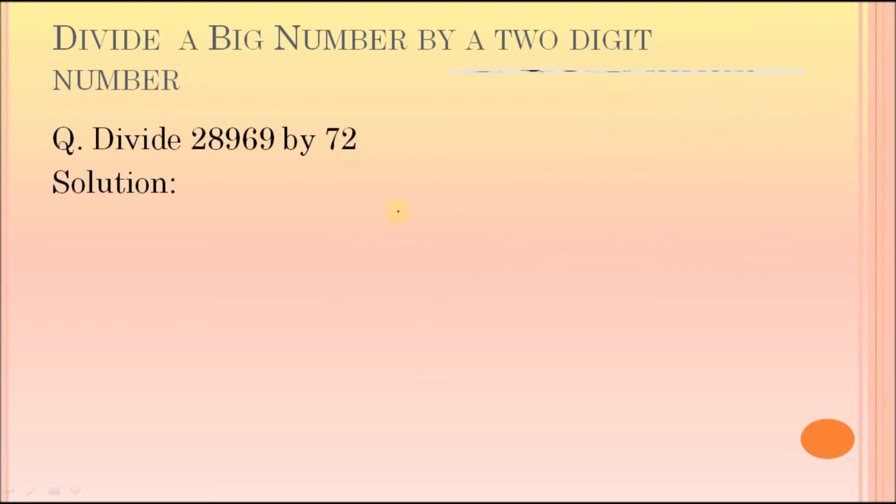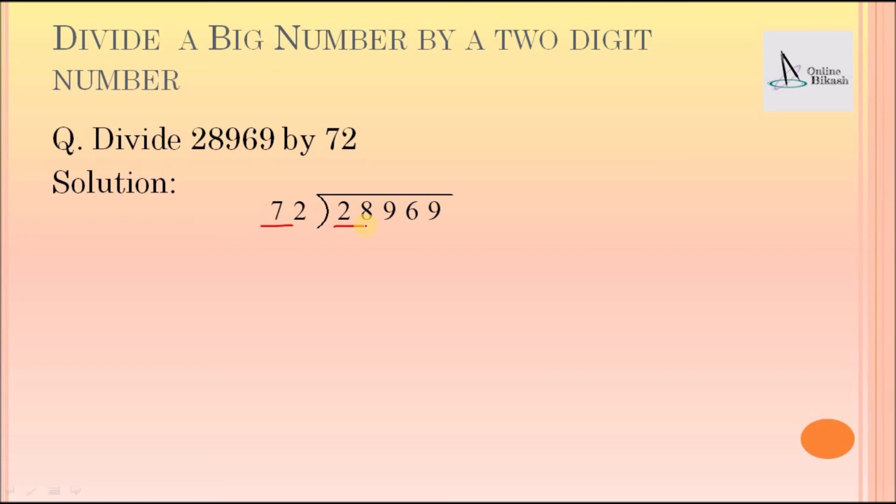Now let us see a bigger number than our previous one, 28,969 by 72. Let us try to divide it. First we will write them like this, 72 and 28,969. Now since there are 2 digits, let us group these 2 digits, 28. Wait, 28 is also smaller than 72.